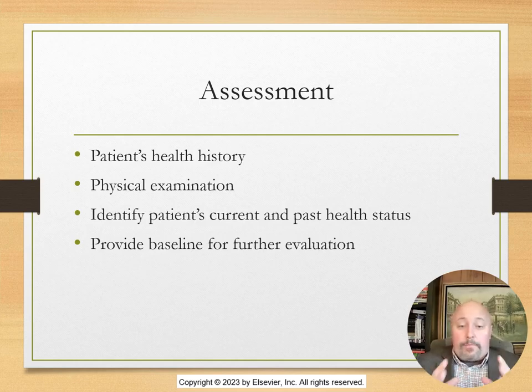From there, we're going to move on to that physical examination, where we're going to start with that thorough head-to-toe assessment. We're going to assess every aspect of this patient to both assess problems that they're aware of and possibly even identify problems that they're unaware of. We're going to use this to identify the patient's current and past health status. This is not only going to help us focus on their chief complaint, their current problem, but this is also going to clue us into problems and issues that they may be at risk for. And this will all provide that baseline for further evaluation as we then move on to a focused assessment.